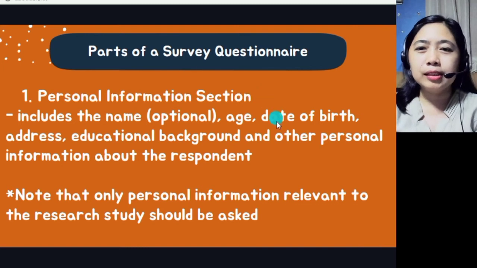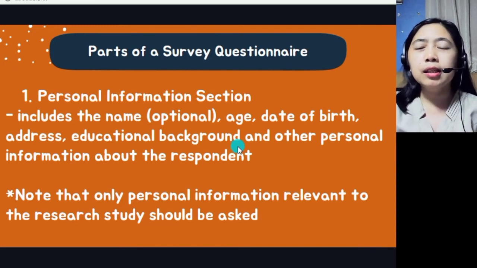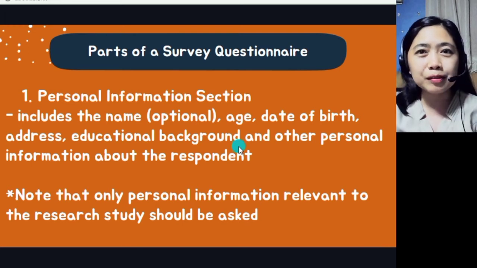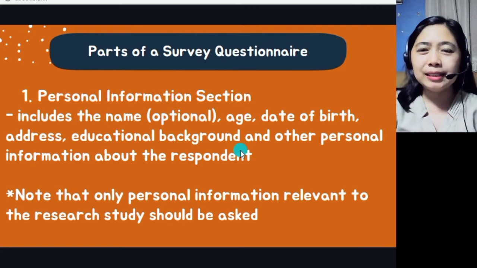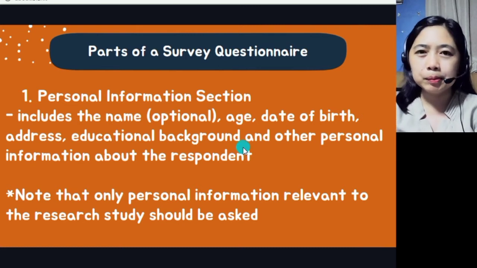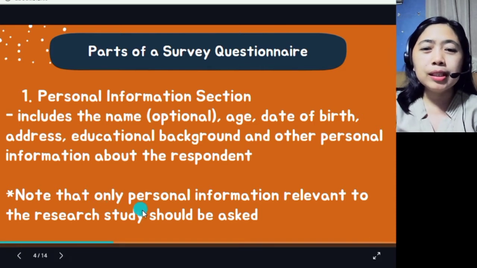Next are the age, date of birth, address, educational background, and other personal information about the respondent. Again, we have to state that this information is actually confidential. It's just between you, your organization, and the interviewee or the respondent. Note that only personal information relevant to the research study should be asked.